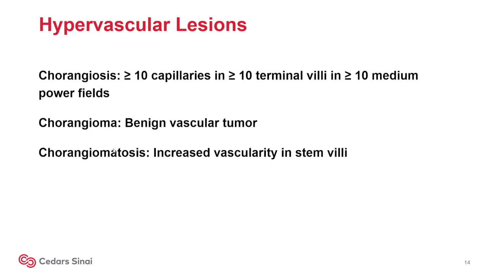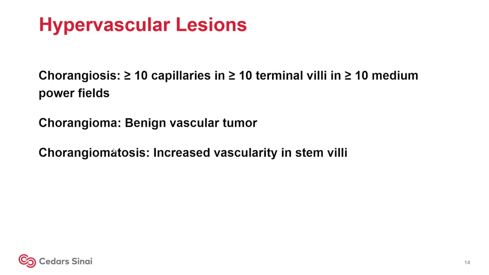But for you to actually call it chorioangiosis, it needs to be quite remarkable. Many experts recommend that at least some of the villi have 20 to 30 capillaries, so you don't overcall this lesion. Chorioangiosis in the past was believed to be an independent, poor prognostic indicator in placental pathology, but later studies have shown that it's not an independent factor. It's maybe significant in the setting of other placental conditions.